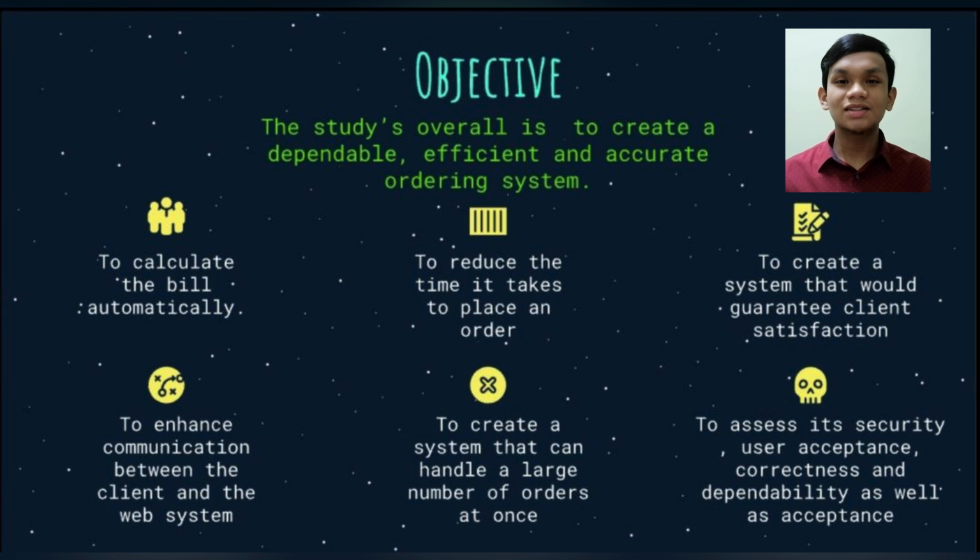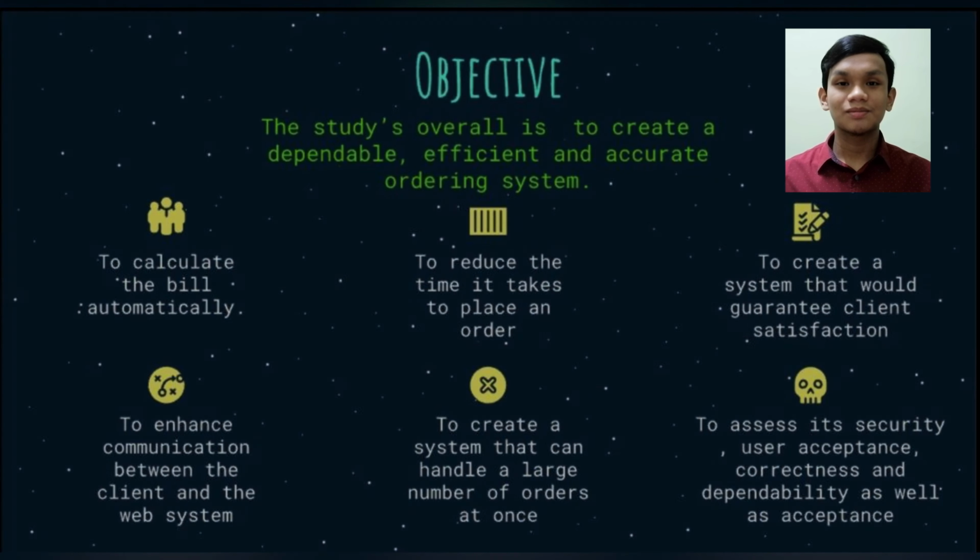Our project has 6 main objectives. First, to calculate the bill automatically. Second, to reduce the time it takes to place an order. Third, to create a system that will guarantee client satisfaction. Fourth, to enhance communication between the client and the web system. Fifth, to create a system that can handle a large number of orders at once. Lastly, to assess its security, user acceptance, correctness, and dependability.